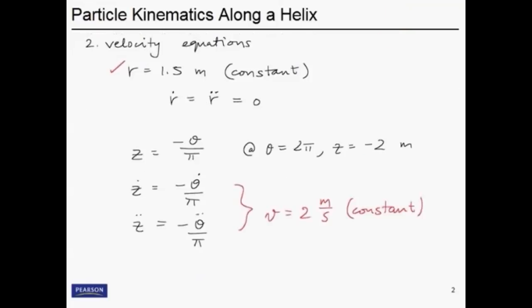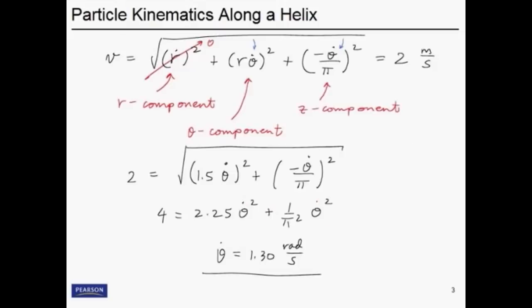So the first thing we did was look at a coordinate system that was actually defined for us in this problem. Then we went on to these velocity equations that you see here. R turned out to be a constant along this helical path, and then we derived a relationship between z and theta and the derivatives of z and theta. The important part of this problem was the recognition that the velocity is constant, and that velocity is really the resultant of the square root of the sum of the squares of the three components of velocity: the r component, the theta component, and the z component.